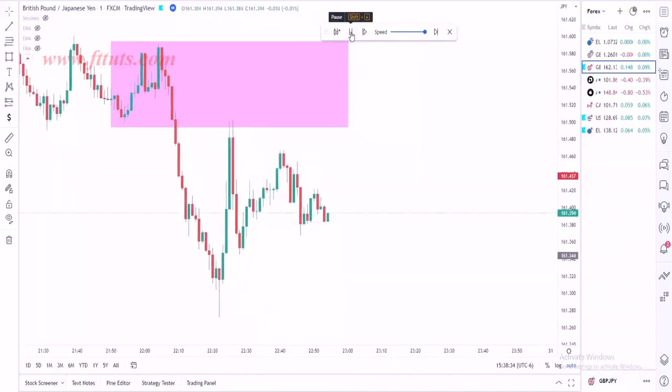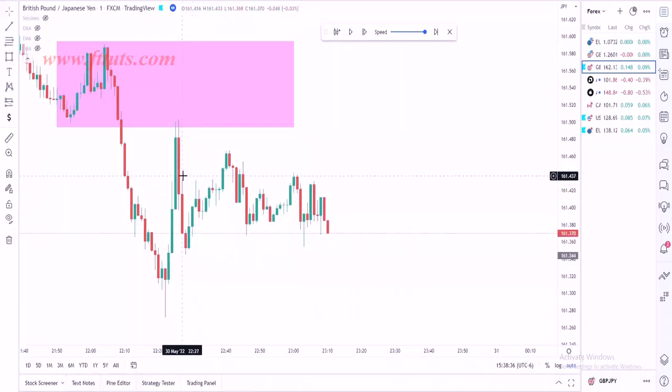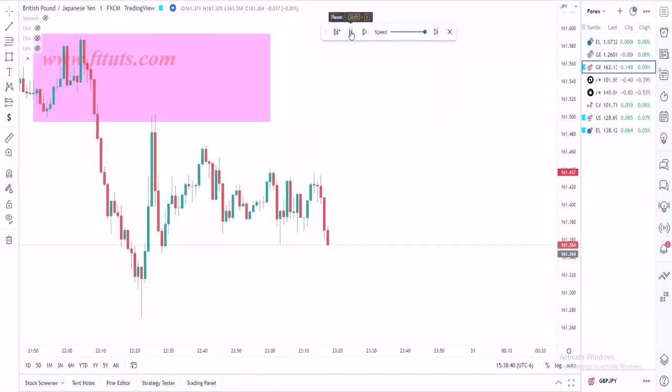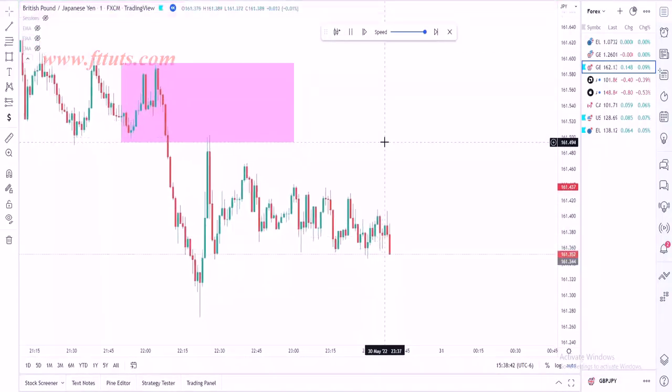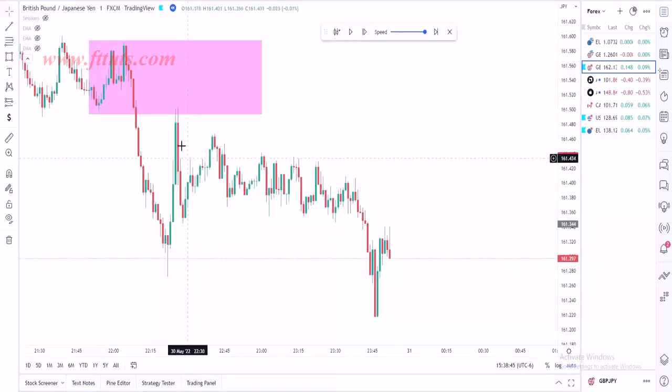So right here, there's nothing to take. It hasn't broken structure yet, and it also hasn't given us an order block around this area either. We need something that's untapped.